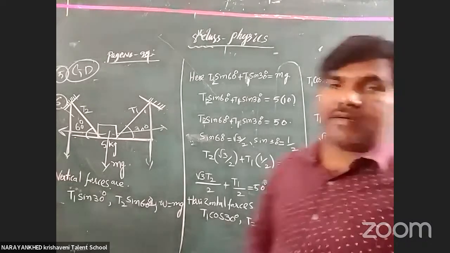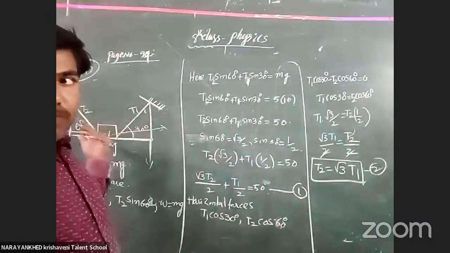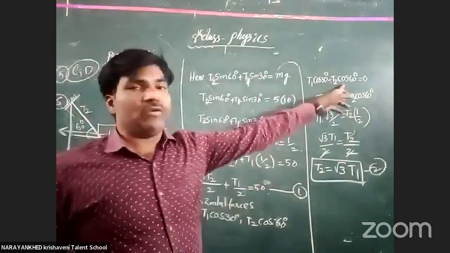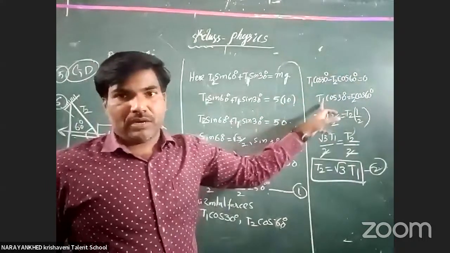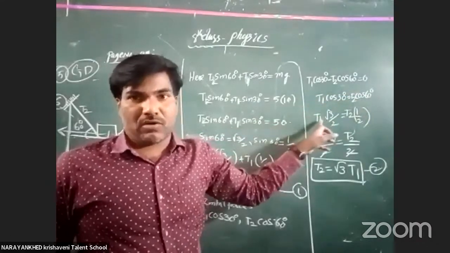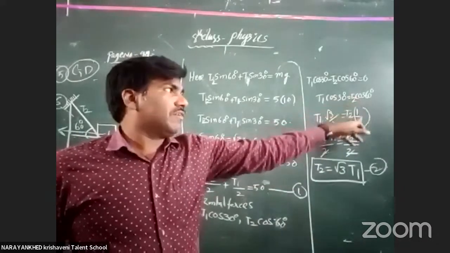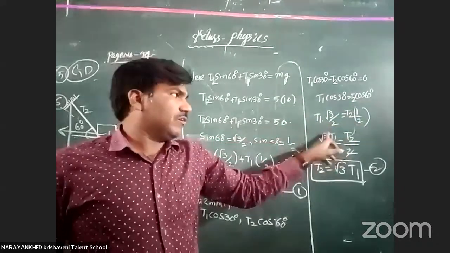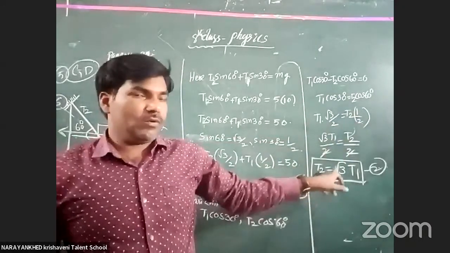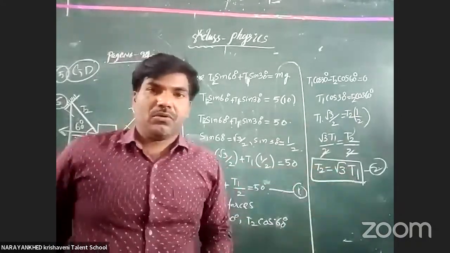Listen, all the students here. When we take the horizontal components, one is in one direction and the other is opposite to the first one. That is why I have written here T1 cos 30 minus T2 cos 60 is equal to 0. Now you know very well cos 30 value is root 3 by 2, and cos 60 value is 1 by 2. When you substitute these, you will get one relation: T2 is equal to root 3 into T1. T2 is equal to root 3 into T1.